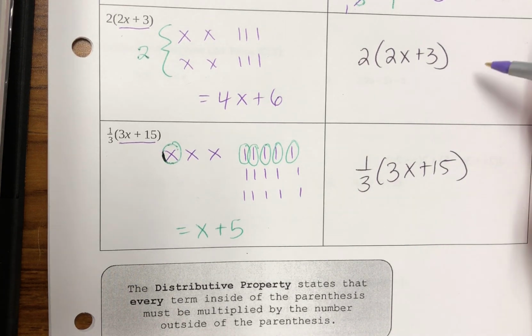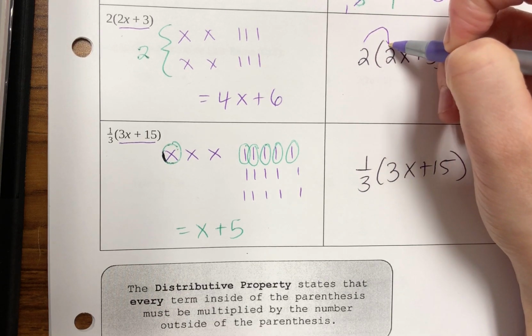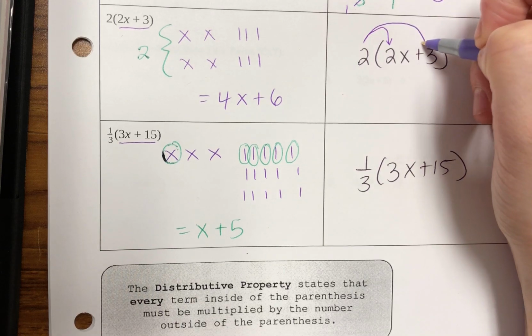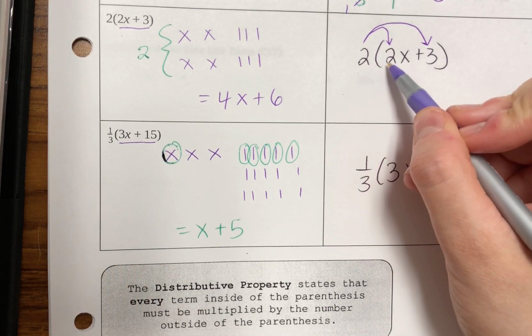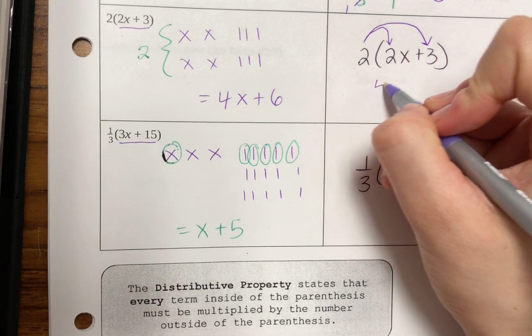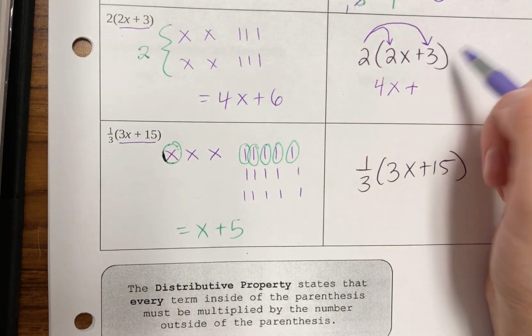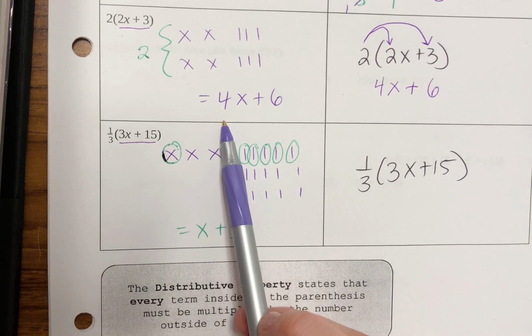So if I'm going to use the distributive property on this example, the 2 on the outside is going to multiply here with that 2, and it's also going to apply to the 3 in the next part of the problem. So I need to double 2 times 2x, that's 4x. And then 2 times 3, that's 6, which is the same answer as we got from our picture.